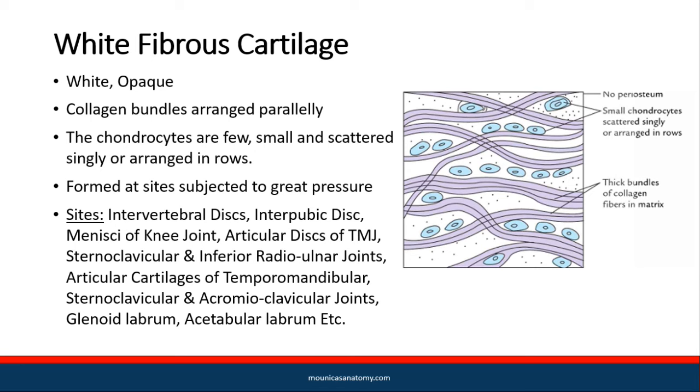White fibrous cartilage appears white and opaque with collagen bundles arranged parallelly. The chondrocytes are few and small, and scattered singly or arranged in rows. They are formed at sites subjected to great pressure. Sites are intervertebral disc, articular disc of temporomandibular joint, etc.